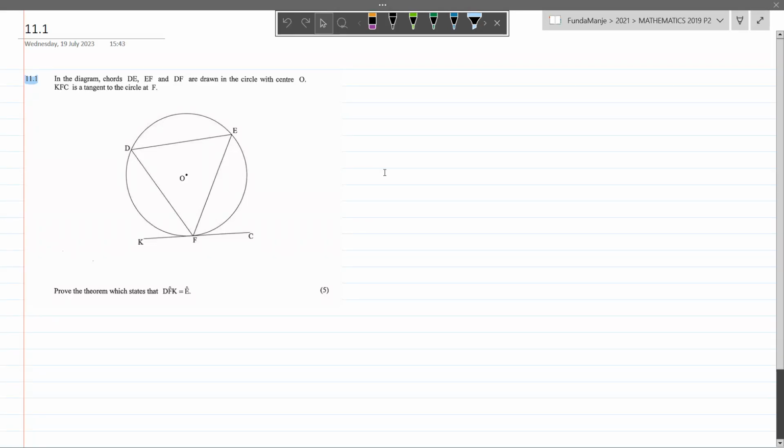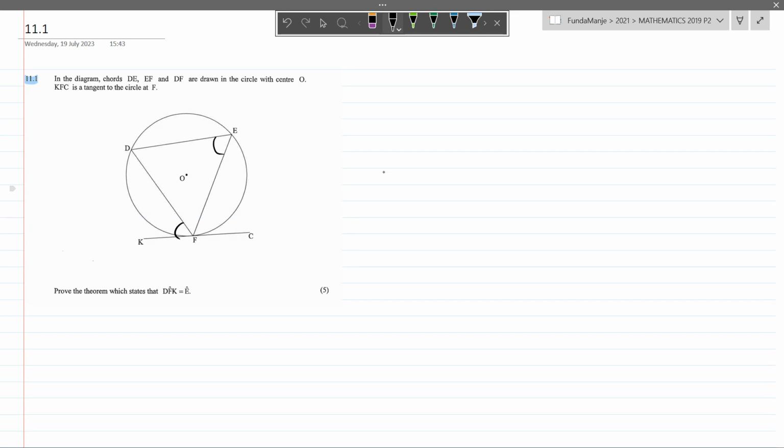So question 11.1 says in the diagram chords DE, EF and DF are drawn in the circle with center O. KFC is a tangent to the circle at F, and we need to prove the theorem which states that DFK is equals to E. So DFK is this angle. We need to prove that it's equals to that angle.